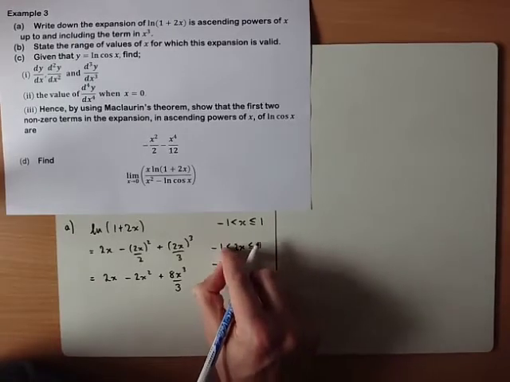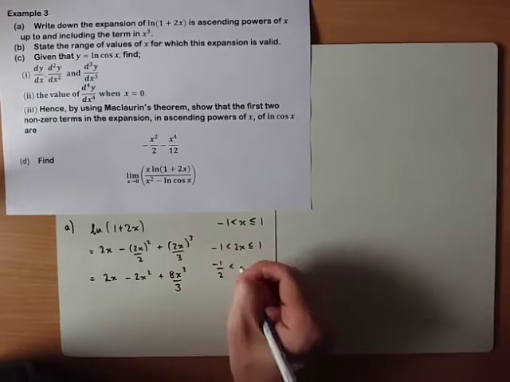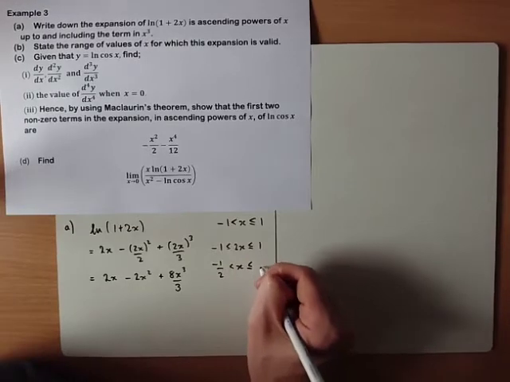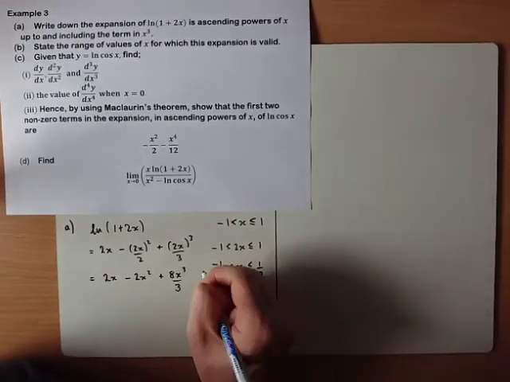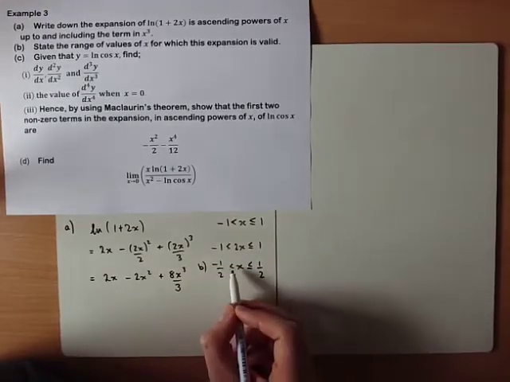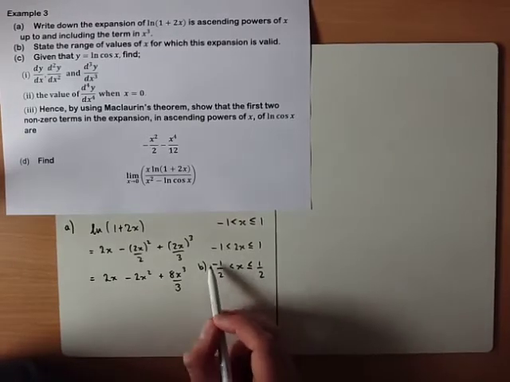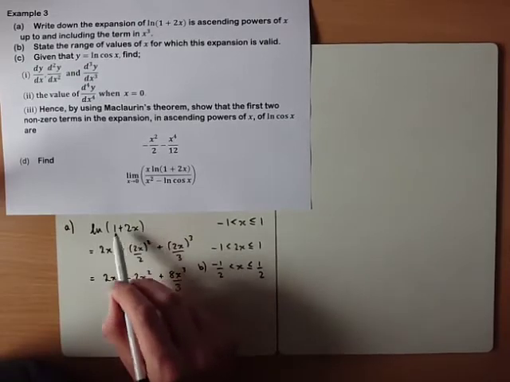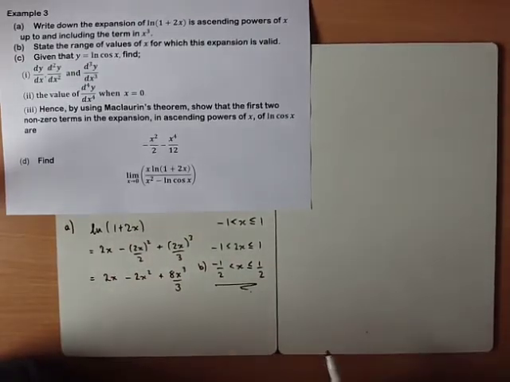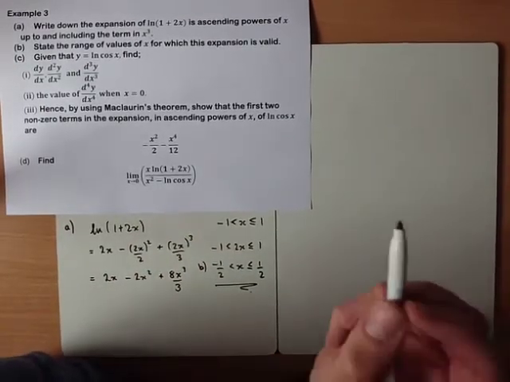Oops, not included. So x would be greater than -1/2, less than or equal to 1/2. Again, we couldn't sub -1/2 into this, because that would mean we'd be evaluating ln of 0, which is undefined.